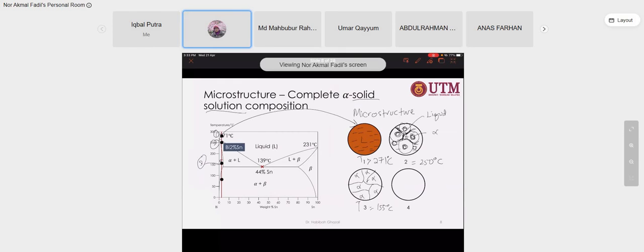When the temperature is further reduced to room temperature or a temperature lower than 125, let's say the temperature is equal to 85 degrees Celsius, what does it look like? So what about the microstructure at point number 4?